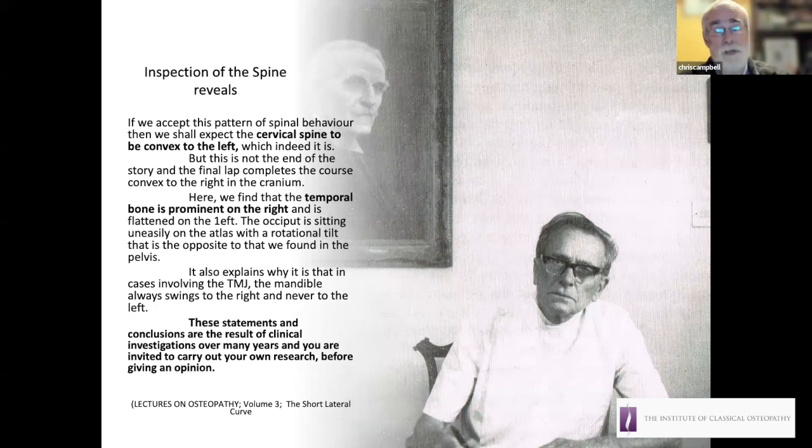And he carries that further into the clinical findings that the TMJ, the mandible, always swings to the right, never to the left. And this he bases on his own clinical investigations over many years, and he invites his students to go and look at it for themselves. There's one thing I'd like to draw attention to here, and that is in this lecture he's talking about short lateral curves, and I'm going to come back to that because that again is key to understanding what he's talking about and key to seeing the pattern that is actually there.